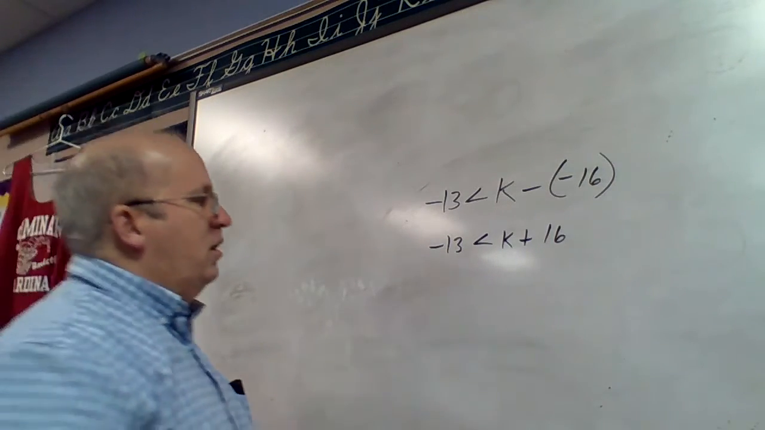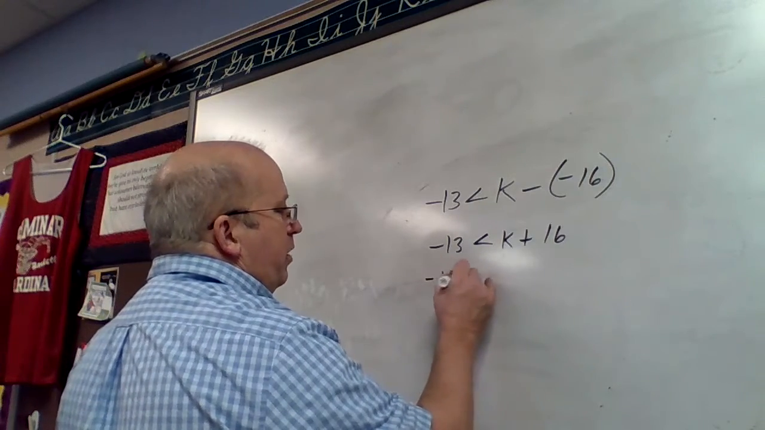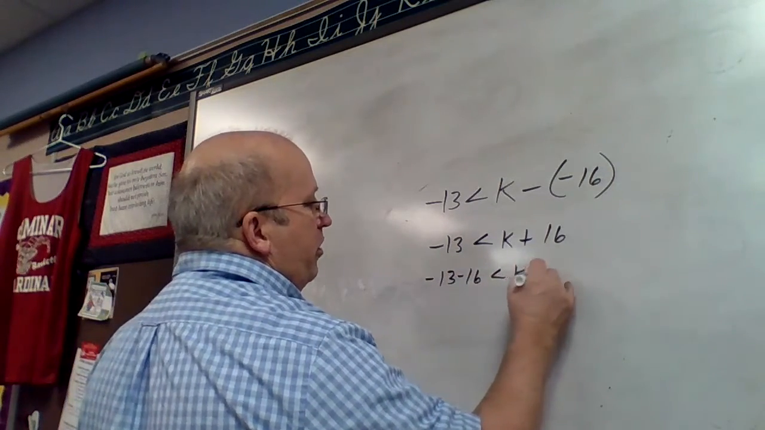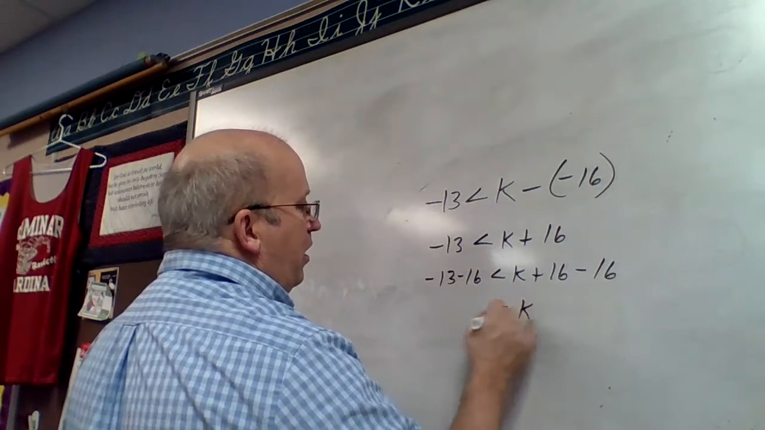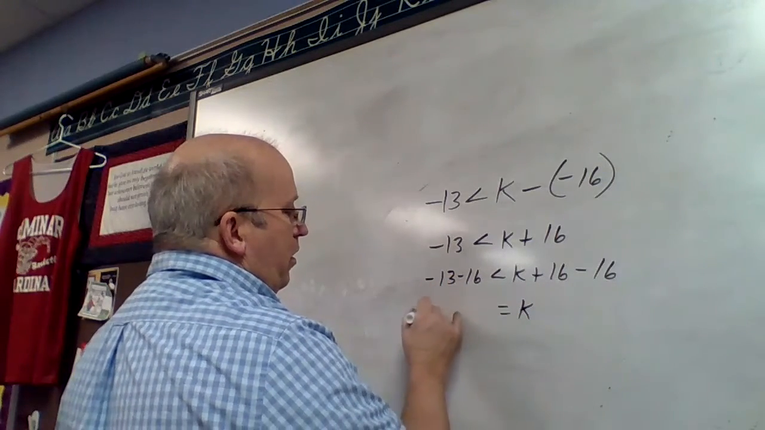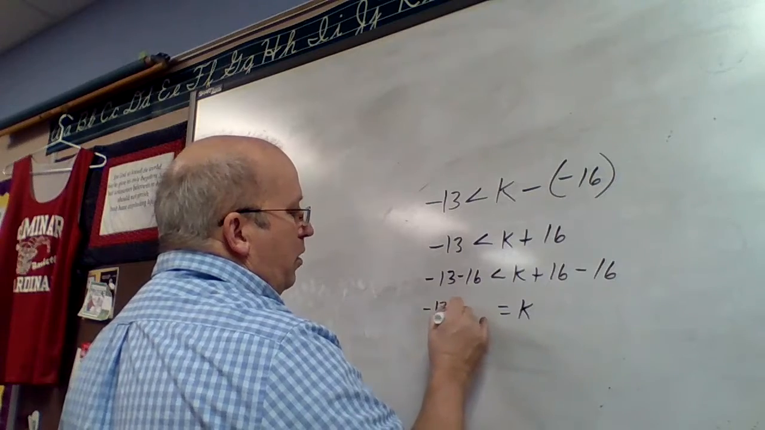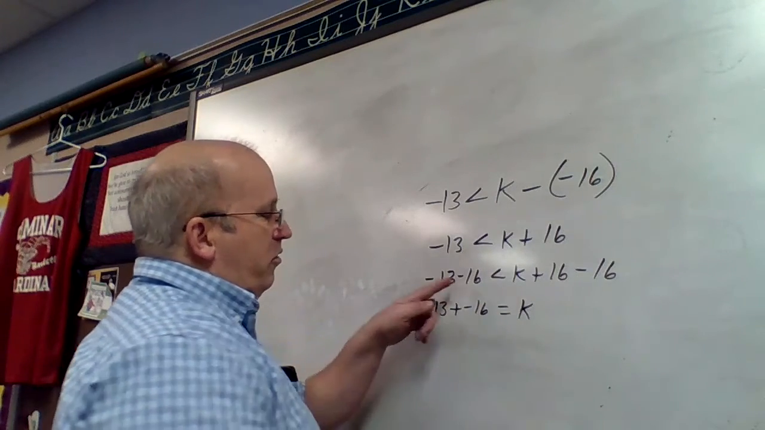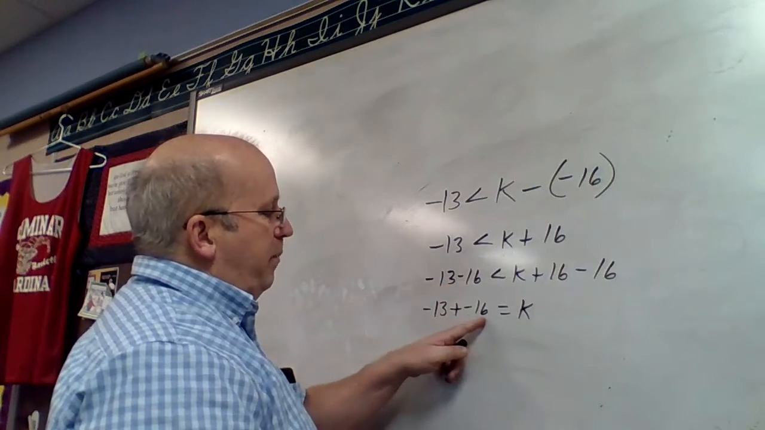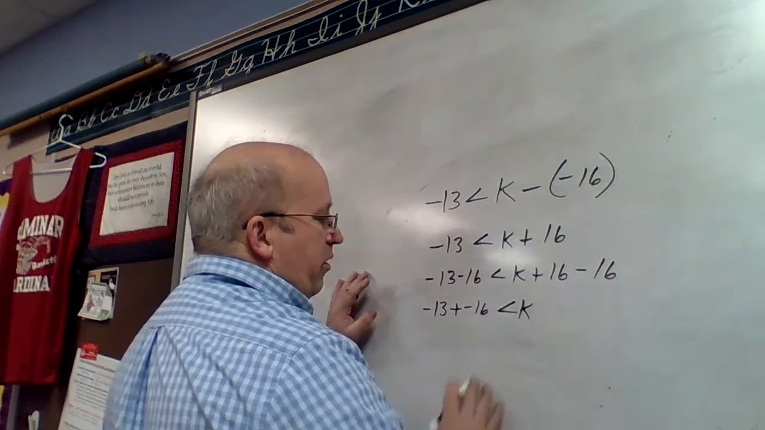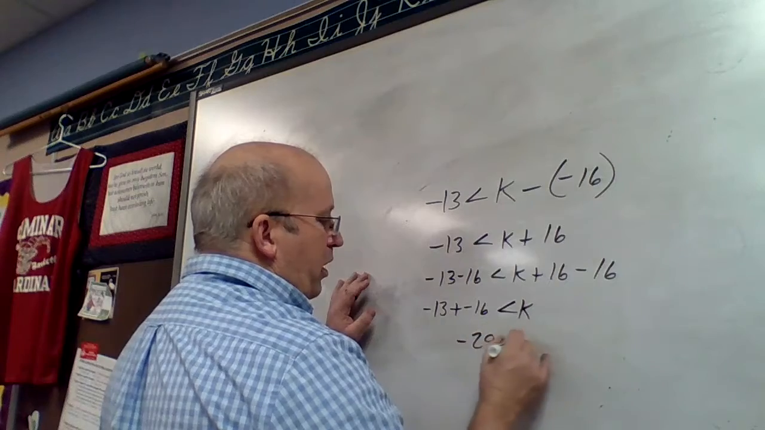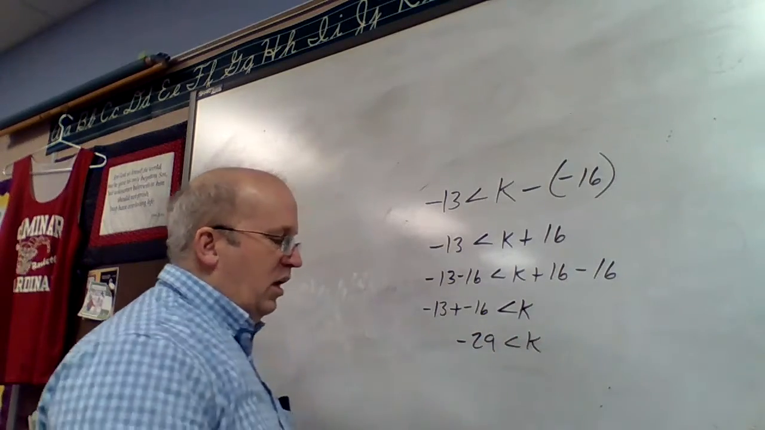Now, how am I going to get k by itself? Well, at this point, I'm going to subtract 16 from both sides, because that's going to get me k by itself. And how do we do this? Isn't that negative 13 plus a negative 16? Because subtracting is adding the opposite of the second number. Oh, I don't want an equal sign here. I want a less than symbol. And so I get negative 29 being less than k.